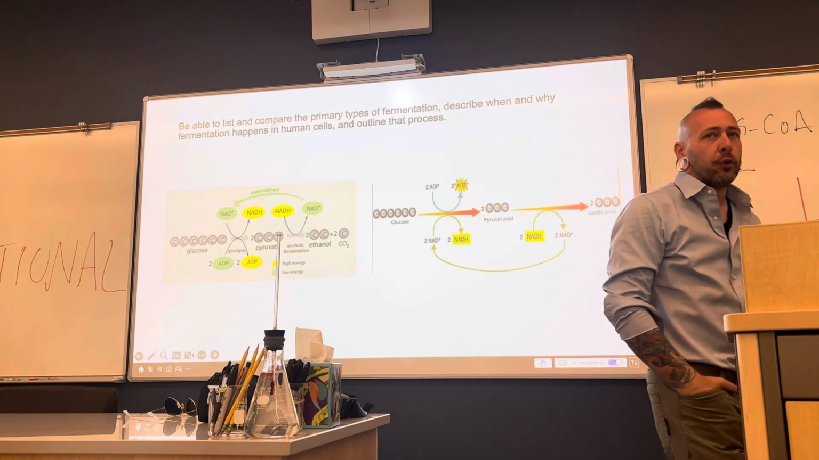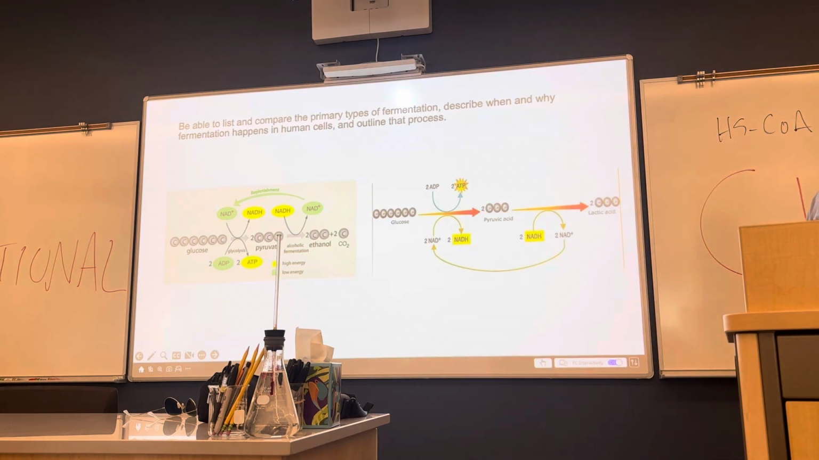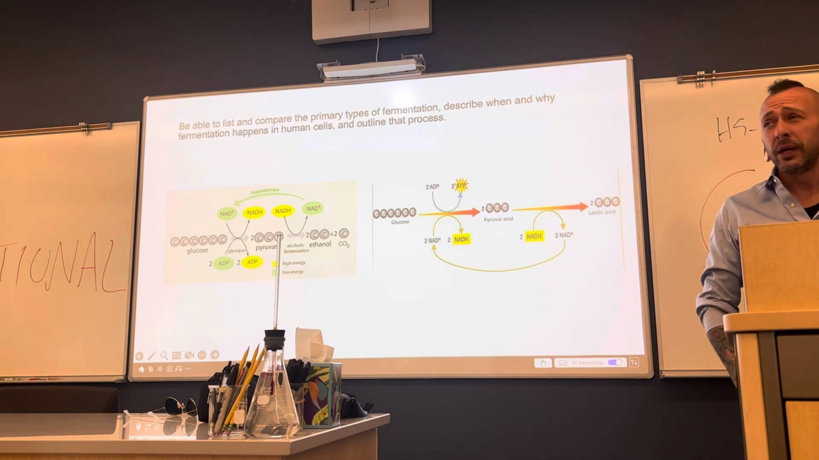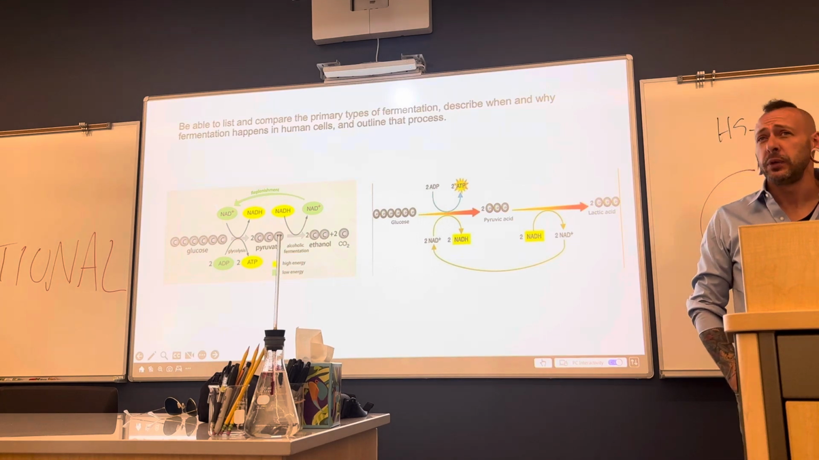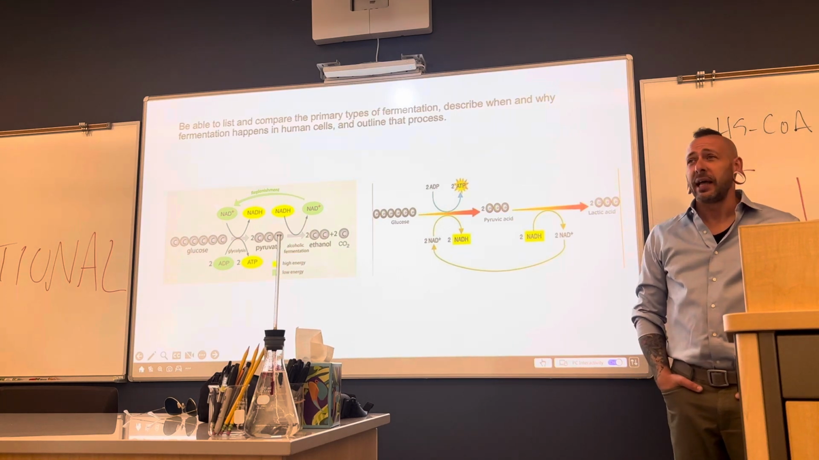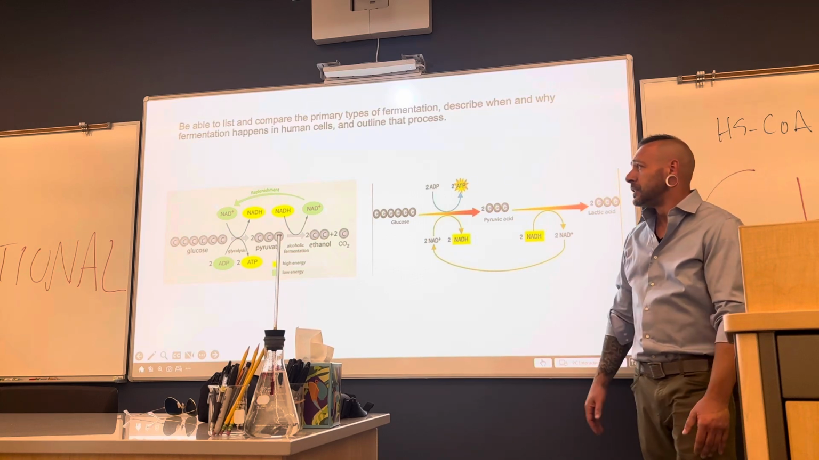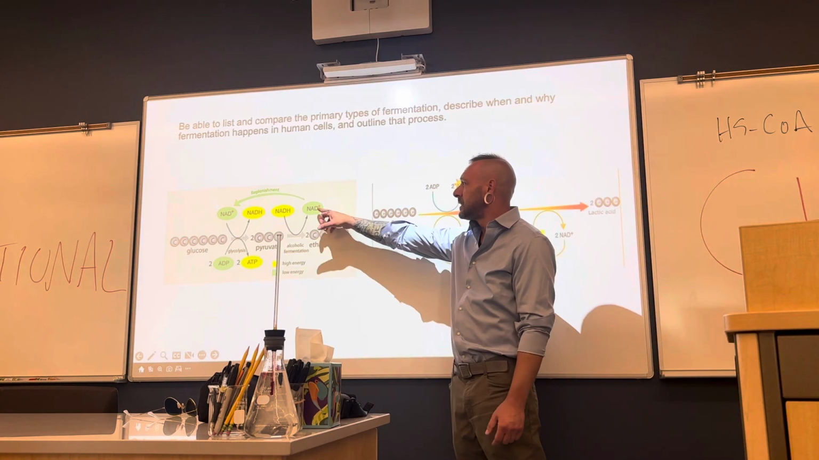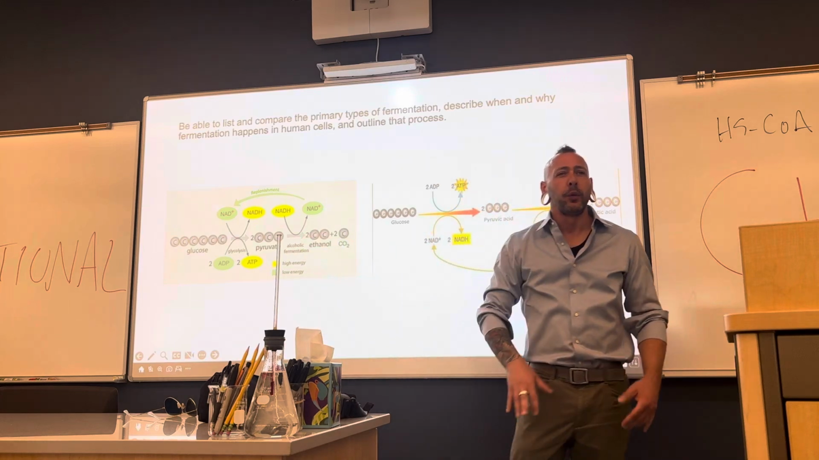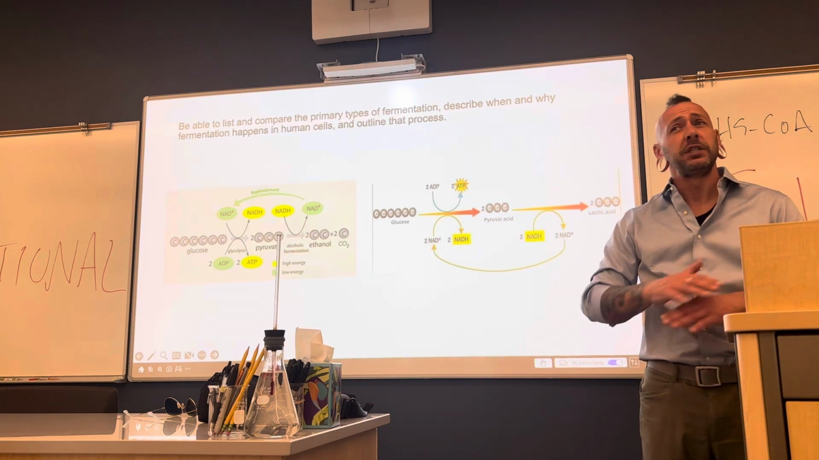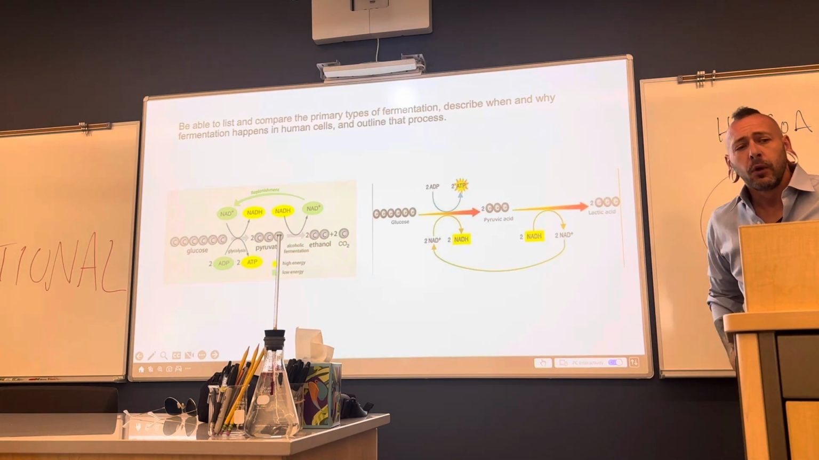Because we can't just let pyruvate build up without doing anything else, because eventually we'll run out of NAD plus to hold those electrons. And so then glycolysis stops too. And if we're not doing cellular respiration because we don't have oxygen, and we're not doing glycolysis because we ran out of NAD plus, then we're just not doing anything. And so this process at least regenerates the NAD plus so that we can continue to do glycolysis. We still can't do the rest of cellular respiration, but we can at least do that.